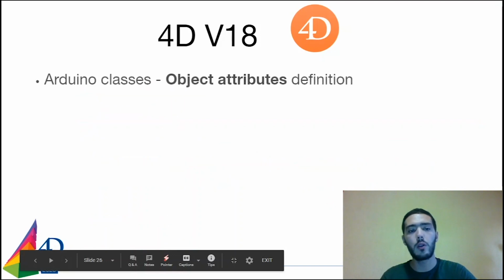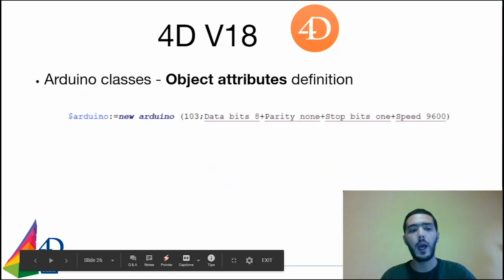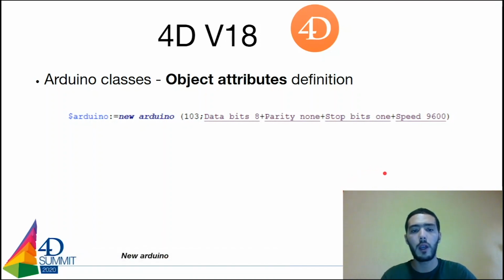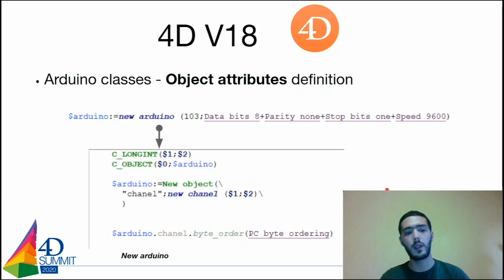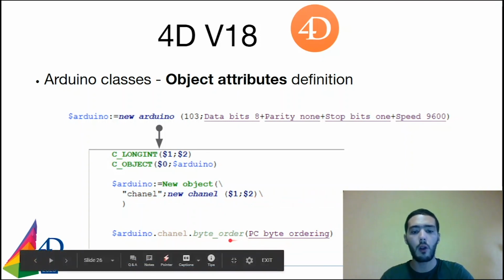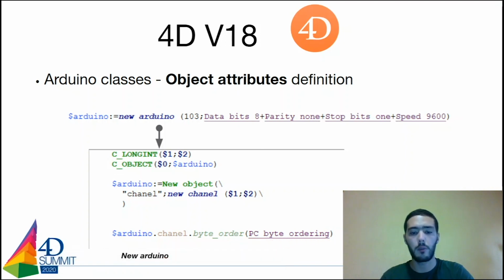New Arduino has in fact object attribute definitions. We'll define the object attributes of the Arduino object. In this case, we'll see that the Arduino object will have itself another object called channel that will be represented by the attribute channel, and we'll also have, for example, inside this channel the byte order.